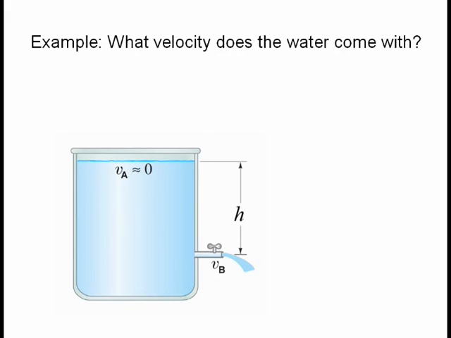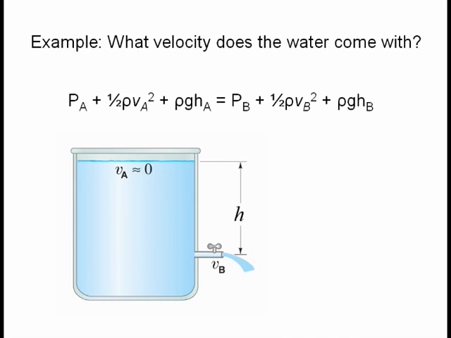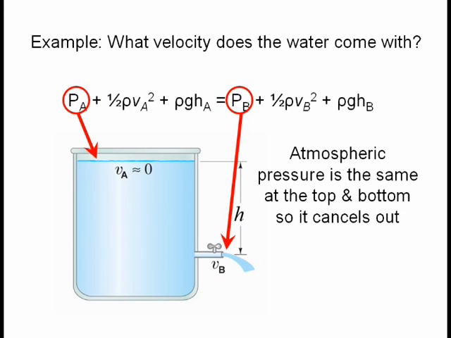The way we use it in problem solving, we have a very large container with an opening at the bottom, and we want to find the speed of the water coming out at the bottom. So we're going to apply Bernoulli's equation to the top of the container and the bottom of the container. The A's on the left side are for the top, the B's on the right side are for the bottom. The first term, atmospheric pressure, is the same at top and bottom, so those are going to cancel out of our equation.